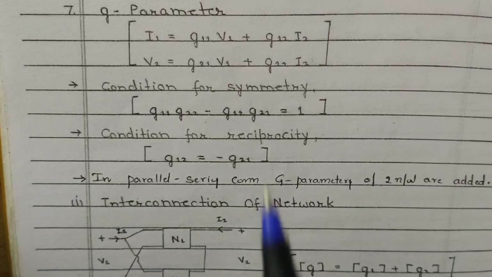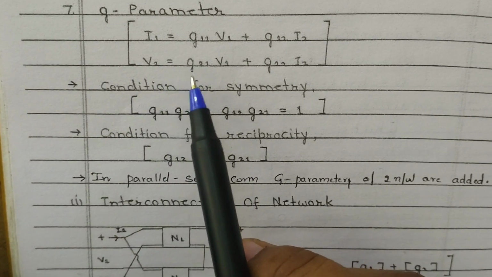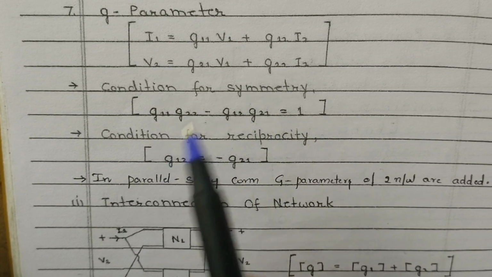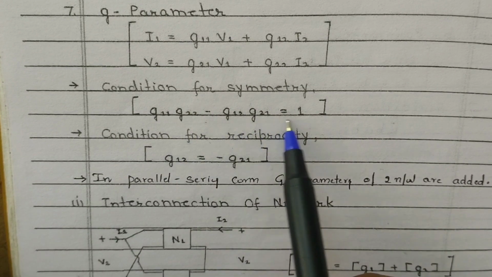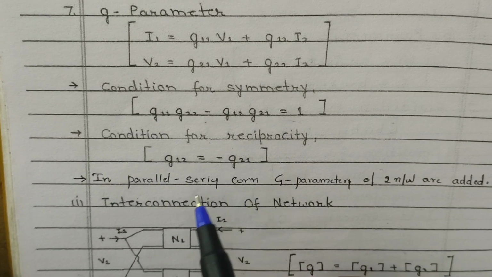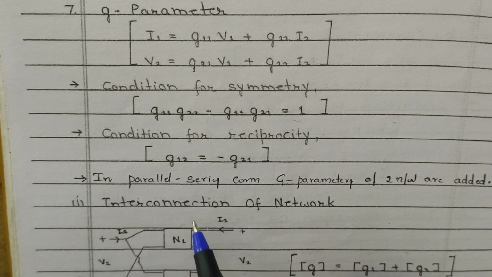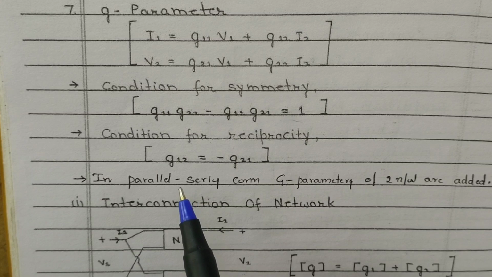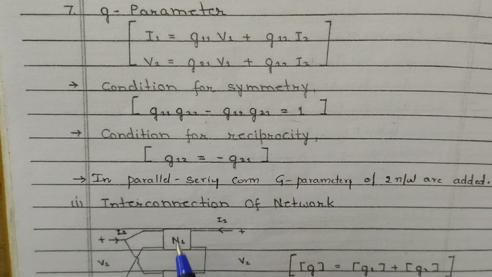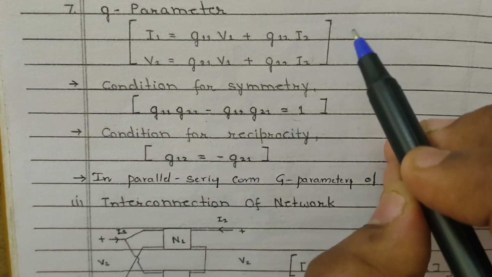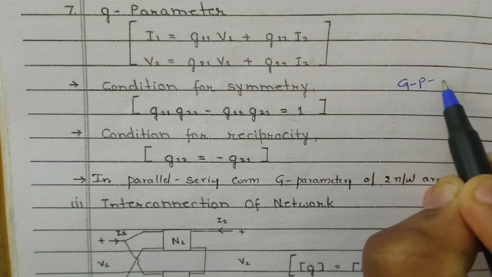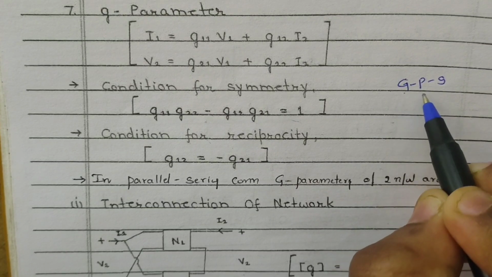Now we will see about the g parameters. I1 is equal to g11 V1 plus g12 I2. V2 is equal to g21 V1 plus g22 I2. Same as for h parameters. For g parameters, the condition for symmetry is that the determinant is 1. The condition for reciprocity is g12 equals minus g21. In series parallel connection, h parameters are added. In parallel series connection, g parameters are added. GPS, remember as G parameters, parallel series.